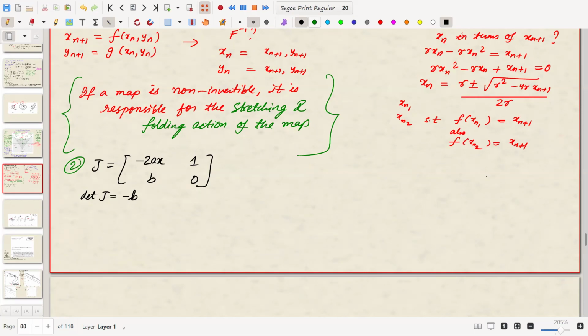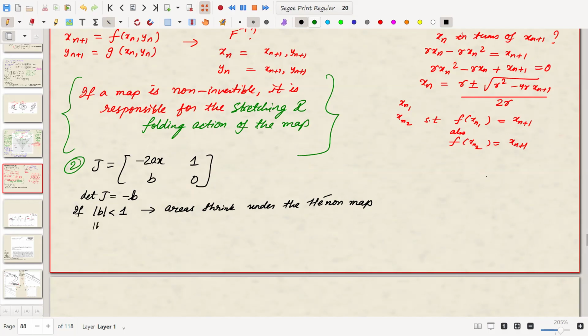Okay, so if mod b is less than 1, then areas shrink under the Henon map. If you set mod b less than 1 and take some bigger area, and apply the Henon map, then the area will shrink. Okay, that's the property of this. So areas will shrink in this.